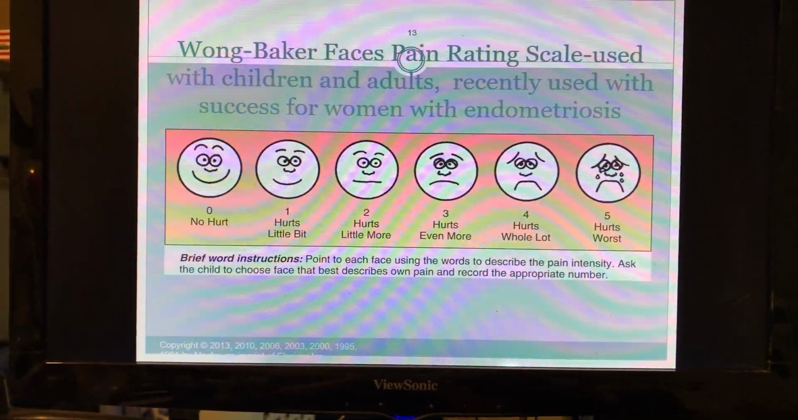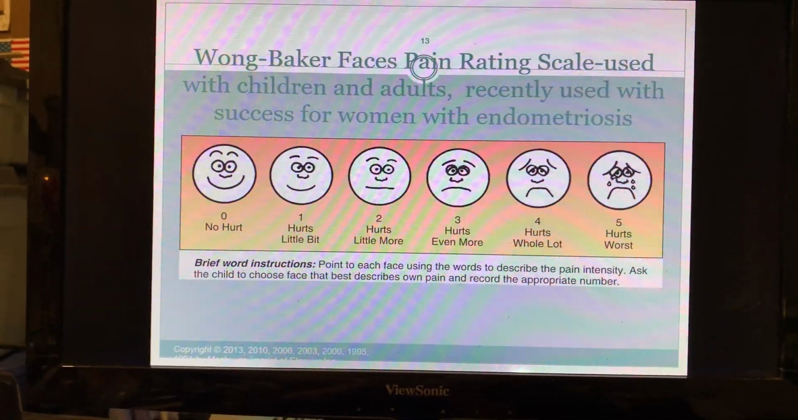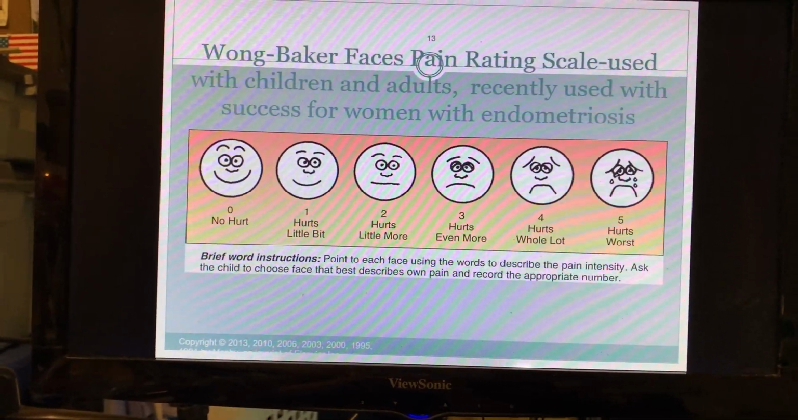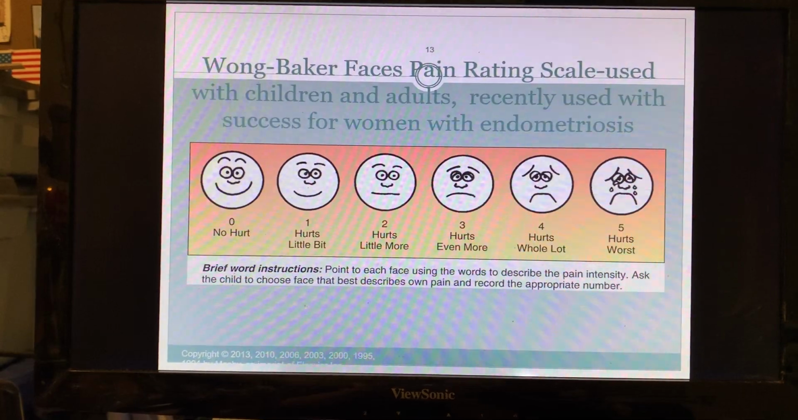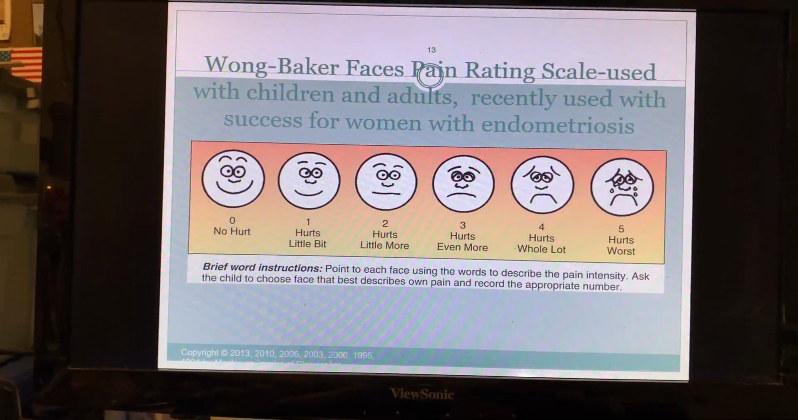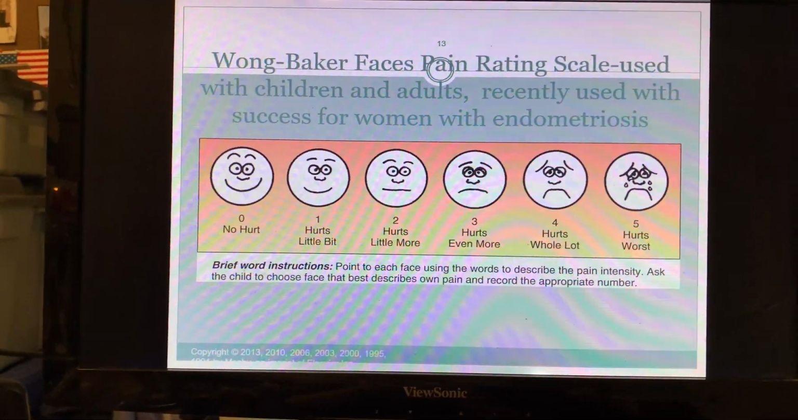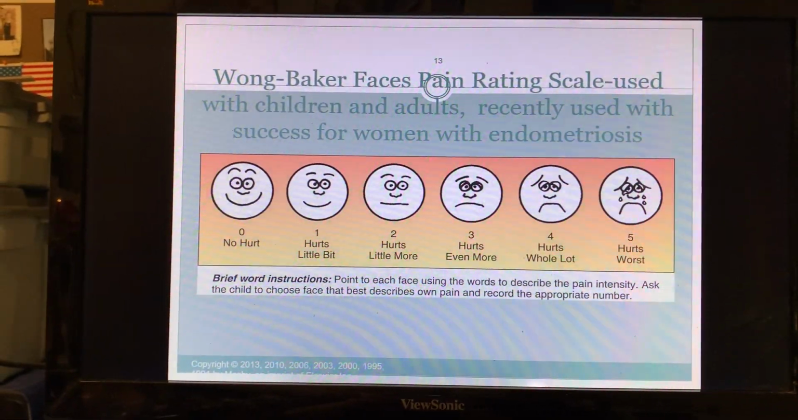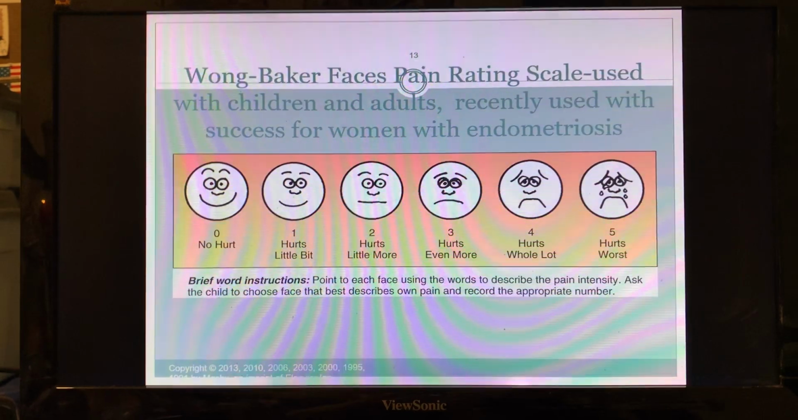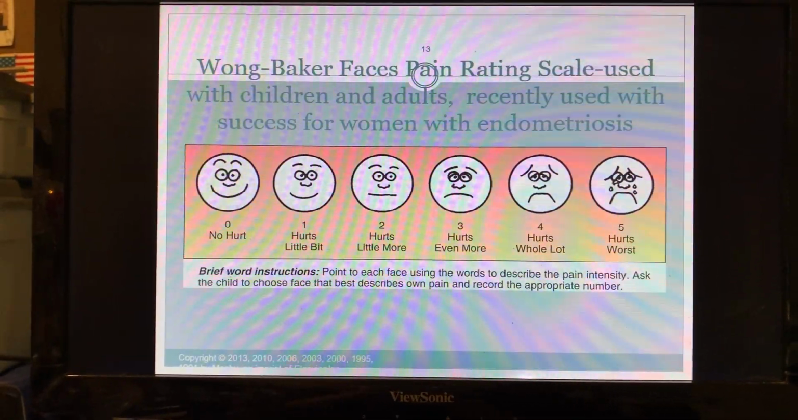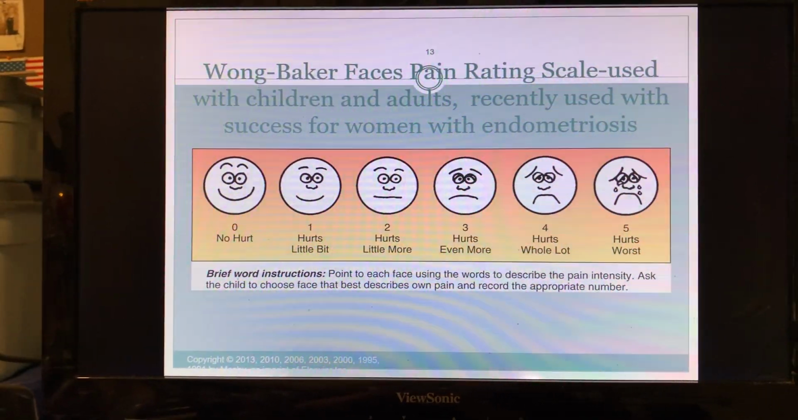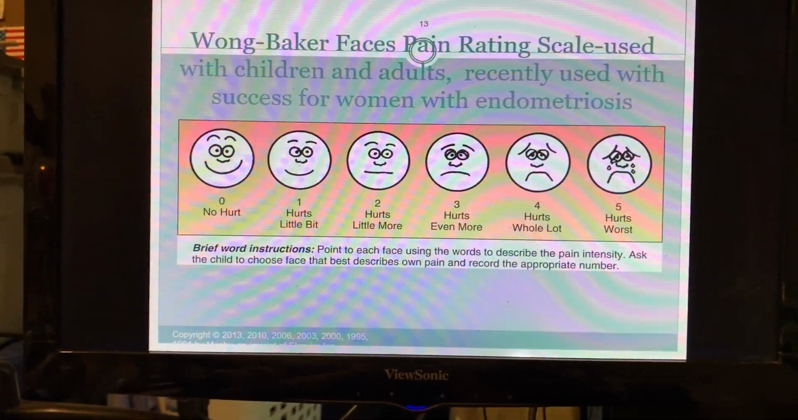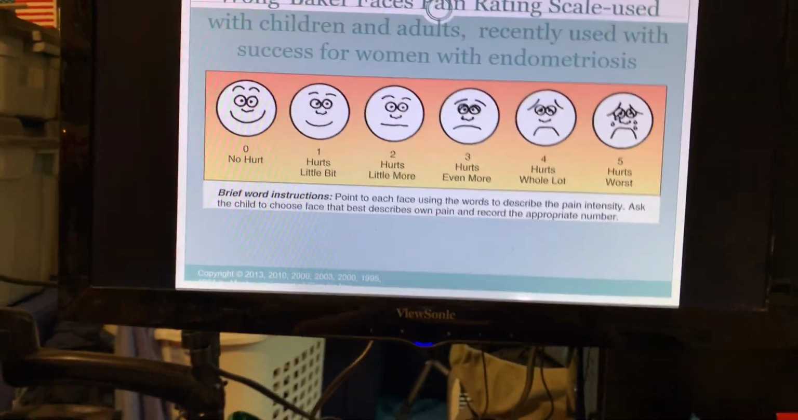And you can see here that on the Wong-Baker FACES scale, we've got a really smiley-looking face where nothing's hurting at all, all the way down to an extreme frowny face with tears. And many times this helps to show a child or even an adult who might find that a little bit more comfortable, a way that they can express their pain without really having to put it into specific words.